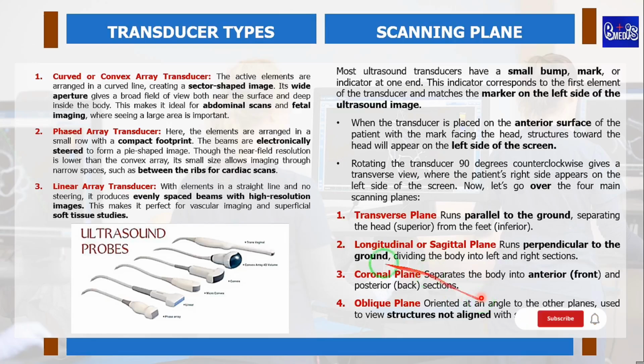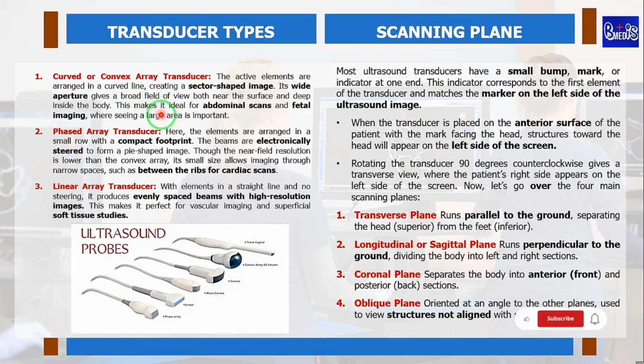Okay, so let's now look at transducer types, the different types of transducers, that is ultrasound probes. The first we have is the curved or convex array transducer, what we call the curvilinear probe. An example of it is what we have here. It has a curved array edge, curvilinear. Here, the active elements are arranged in a curved line, creating a sector-shaped image. This wide aperture gives a broad field of view, both near the surface and deep inside the body.